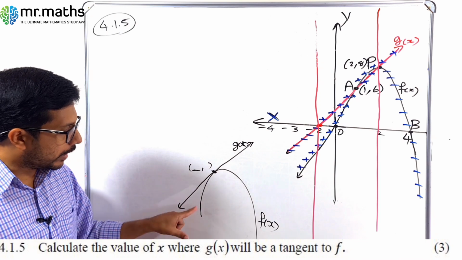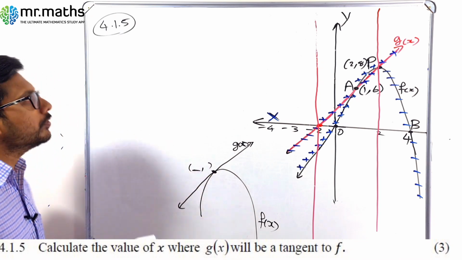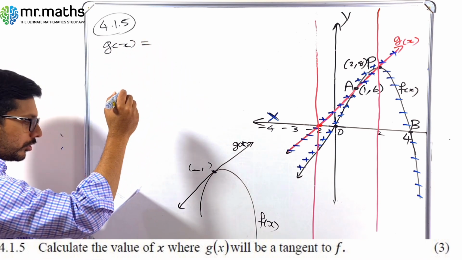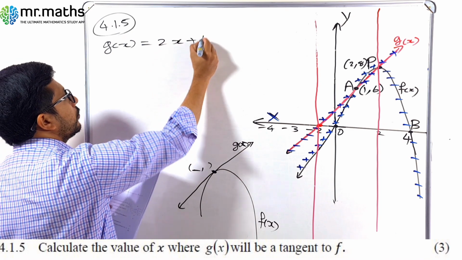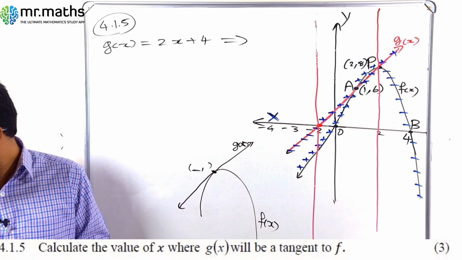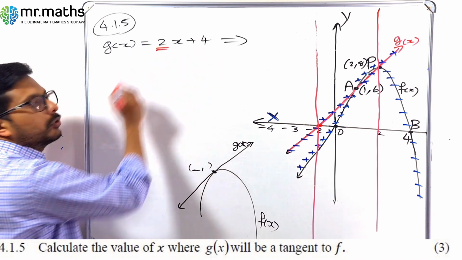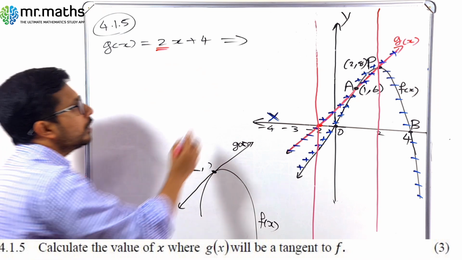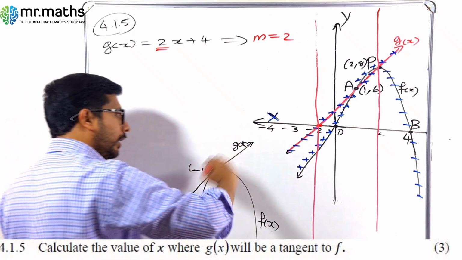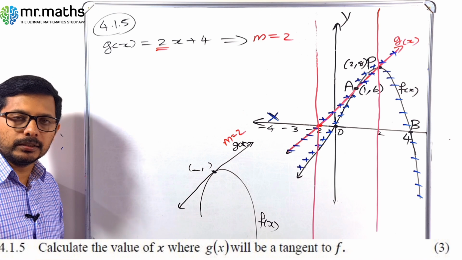You can see that this is a tangent of this f of x, and you have to find the value of x. Okay, what is the equation of g of x? G of x, it's a straight line, and the equation is given: 2x plus 4. Am I right? Okay, g of x equation is 2x plus 4. So now what is the gradient of this equation? G of x is equal to 2x plus 4. You know that the gradient is 2. So the gradient of this straight line is m equal to 2. G of x gradient is 2.